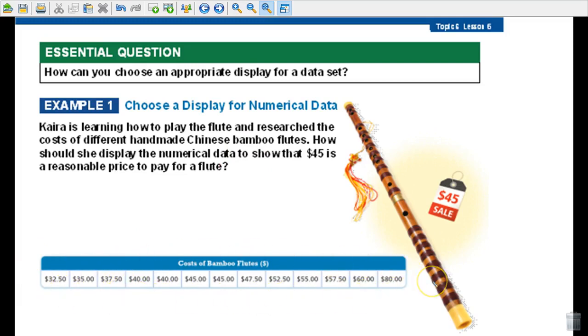In this little chart, table, whatever, this is all the numerical data. And this is very interesting. This is the nice handmade Chinese bamboo flute. This is the one she found. It's $45. Then she went home and researched all the prices.